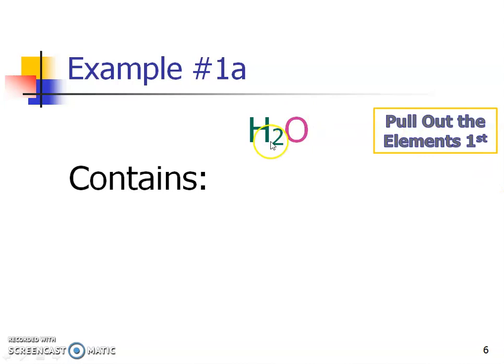So first, we have hydrogen and we have oxygen. And notice again, I'm trying to color coordinate so it's easier to visualize. So how many hydrogens do we have here? Well, most of you are going to say 2 right away. And how many oxygens do we have? 1. That's pretty simple.